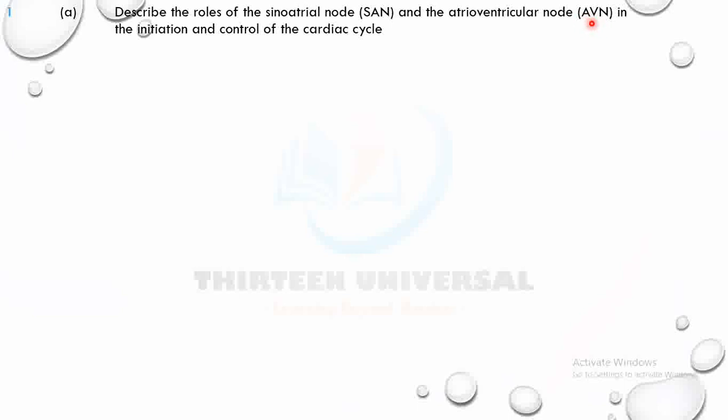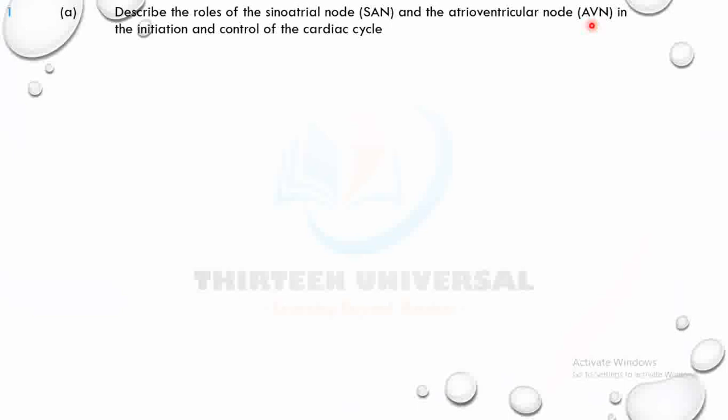Okay, so the atrioventricular node causes a delay in the passage of the electrical impulse into the ventricular wall. Why? So that the ventricles and the atria will not contract at the same time, to allow the atria to empty and the ventricles to fill with blood.